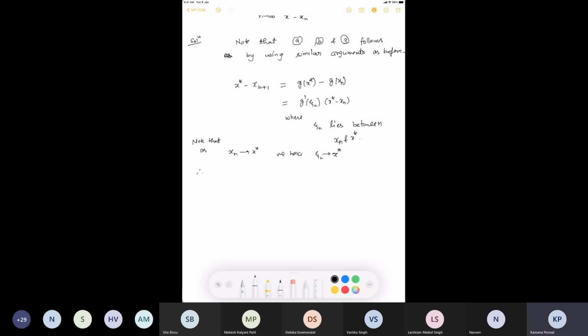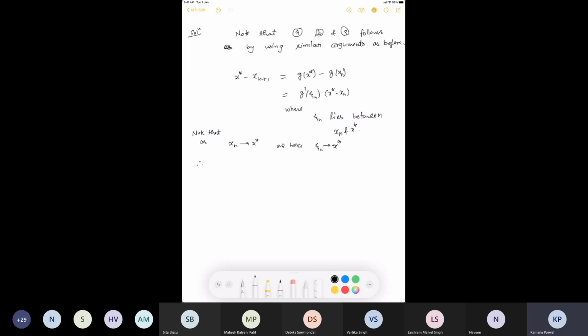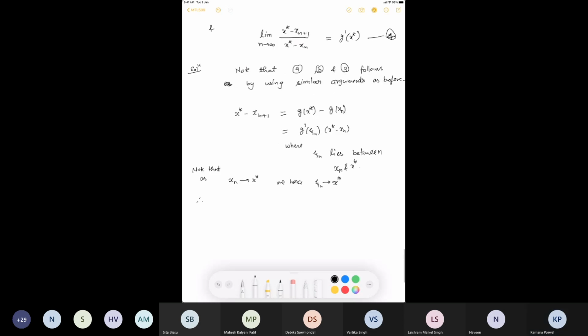And I think with this step, once you realize that the sequence ξn is also going to converge to x star, and g is given to be continuously differentiable, this means that g prime is also continuous. So as ξn goes to x star, g prime of ξn will converge to g prime of x star. So that basically concludes 4.